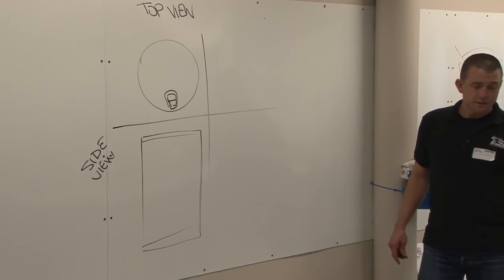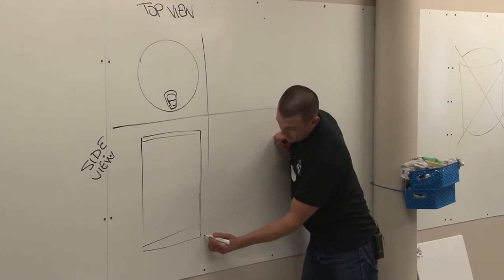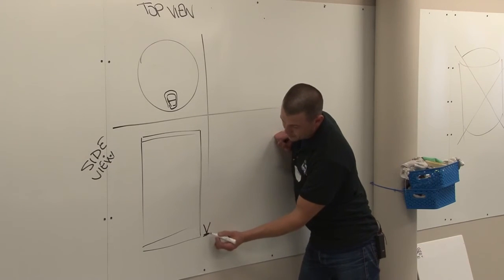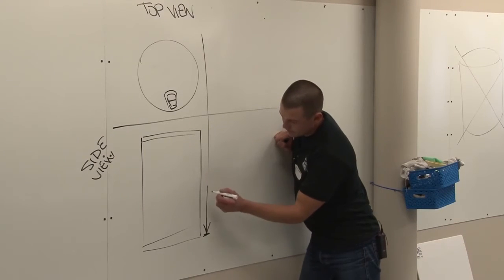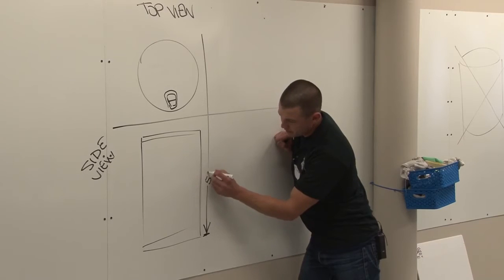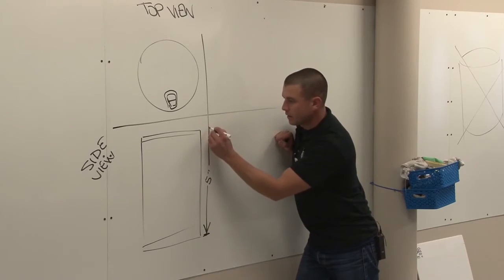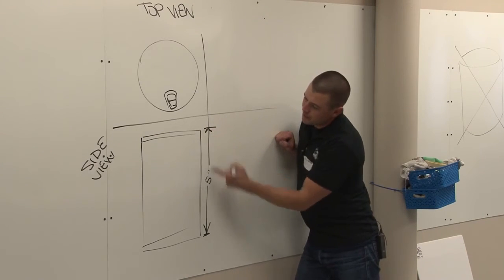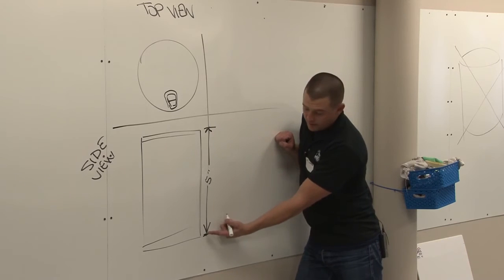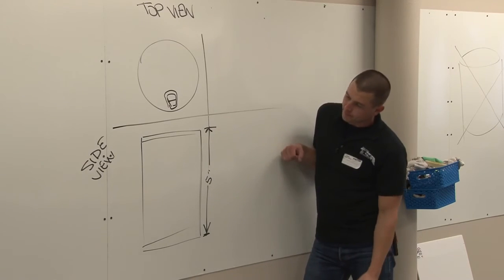I need some dimensions. Maybe the height. How many inches should it be? 5. Can of soup, 5 inches tall? Do 5. Make sure your dimension lines have arrows on each end and they tee off.